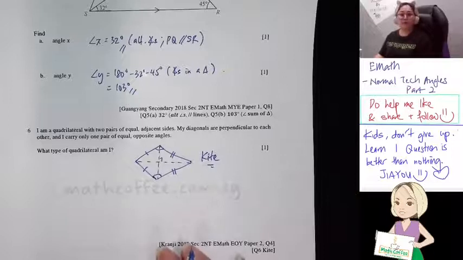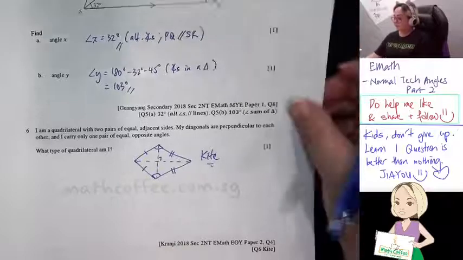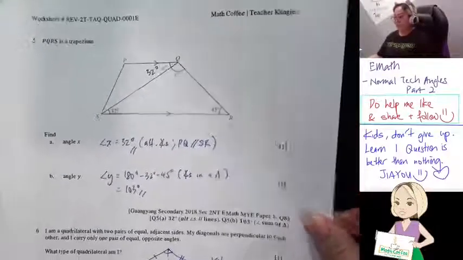Okay, you all know trapezium, parallelogram, right? Kite. Okay? Yay, it's a kite.